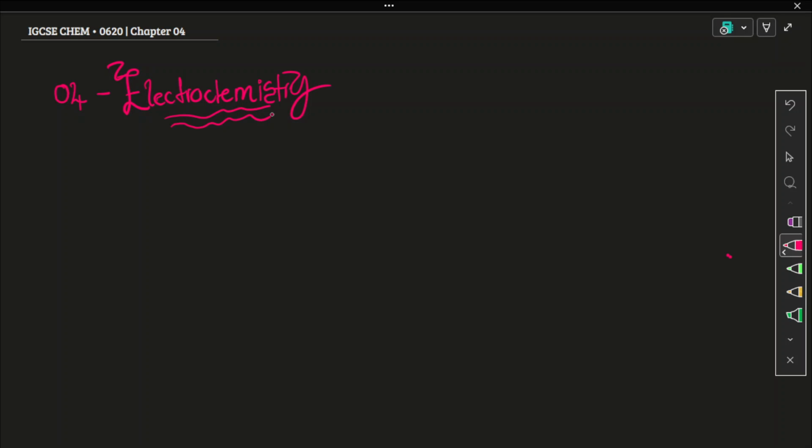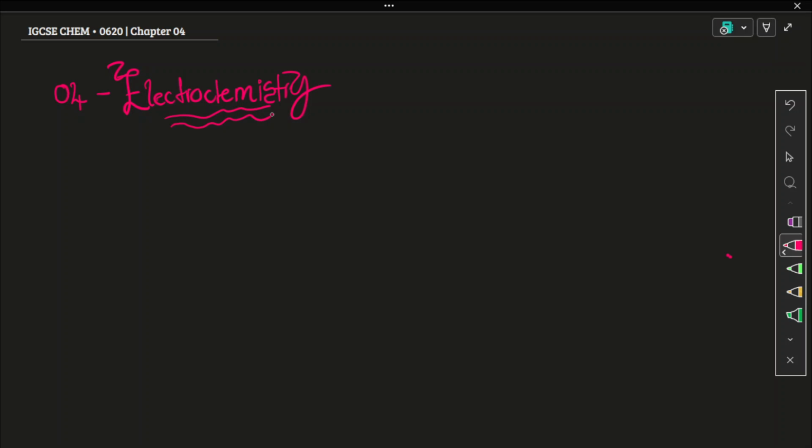Simply speaking, diving into the world of electrochemistry, this is simply the combination of electricity and chemistry. So simply electricity and chemical substances. That's what we are focusing on here.